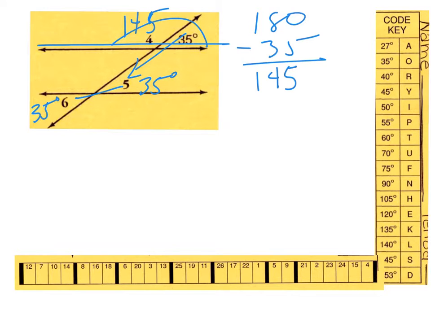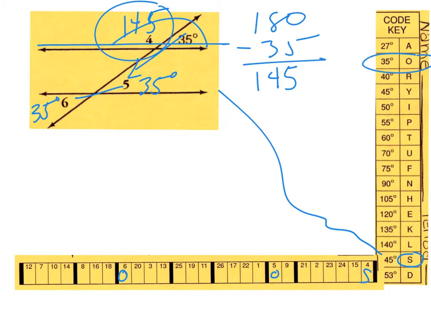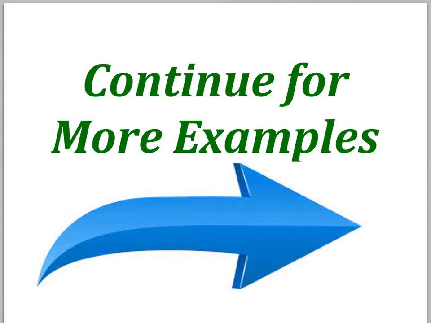So, then going over here to the side. For number 4, we see 145. That's down here. So we're going to put an S where we see a 4. I'm going to find that down here. There we go. And 5 and 6 are both 35 degrees, so we're going to put an O for 5 and 6. So 6 and 5 both get O's. So you've got a couple of those done already. Go and finish up that worksheet. And again, I've got more examples here if you continue.